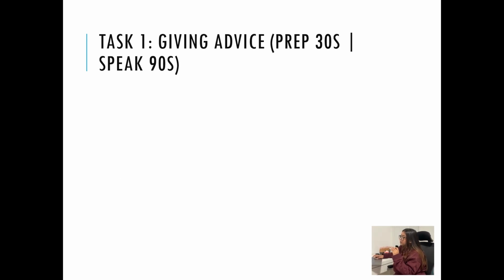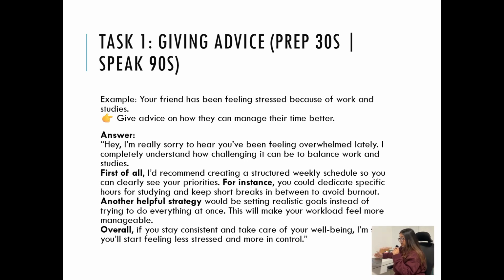Now, task 1 is giving advice. In this, you get 30 seconds to prepare and 90 seconds to answer. For example, you get a question like: your friend has been feeling stressed because of work and studies. Give advice on how they can manage their time better. See, there you go. So you need to name your friend now. My friend was who? John. Okay, so now I know who I will be addressing. John. It's in my head now. Let's begin with the answer.